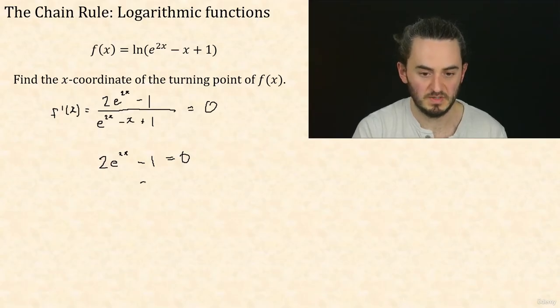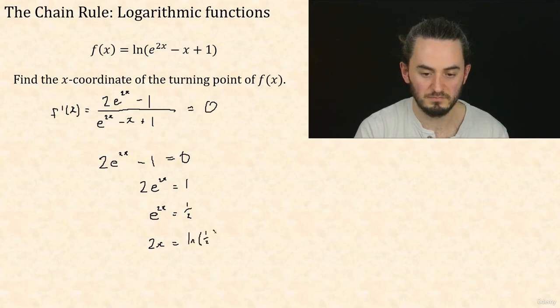And we can solve this. 2e to the 2x equals 1. E to the 2x is therefore a half. And 2x is ln of a half.